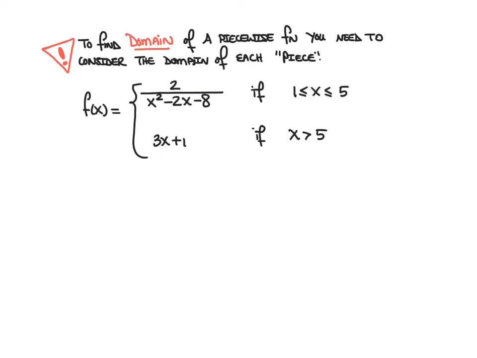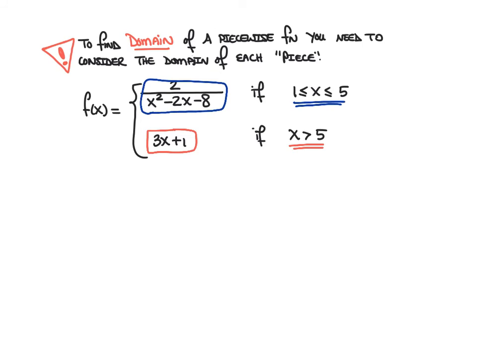Oftentimes you might be asked to find the domain of a piecewise function. It is a little bit tricky, and I'm going to go through one example here that'll highlight a lot of the tricks associated with this. So the first step, when you look at the piecewise function, you have to look at how it's defined. The first piece, the blue piece here, is defined on the domain from 1 to 5, and the red piece is defined for anything larger than 5.